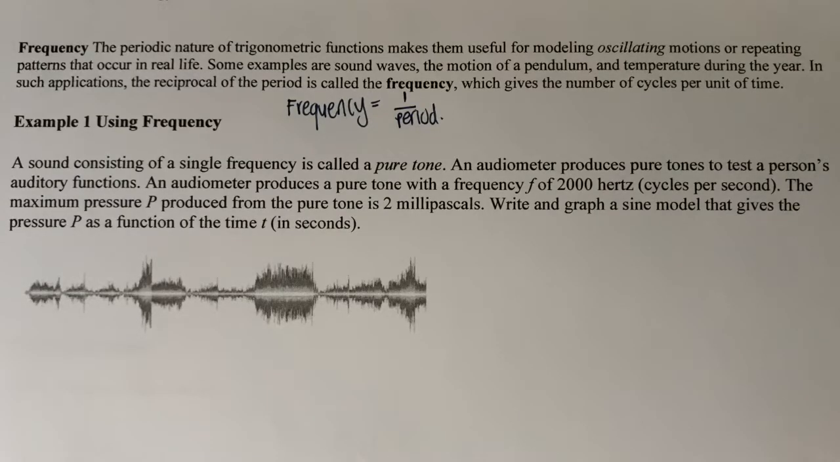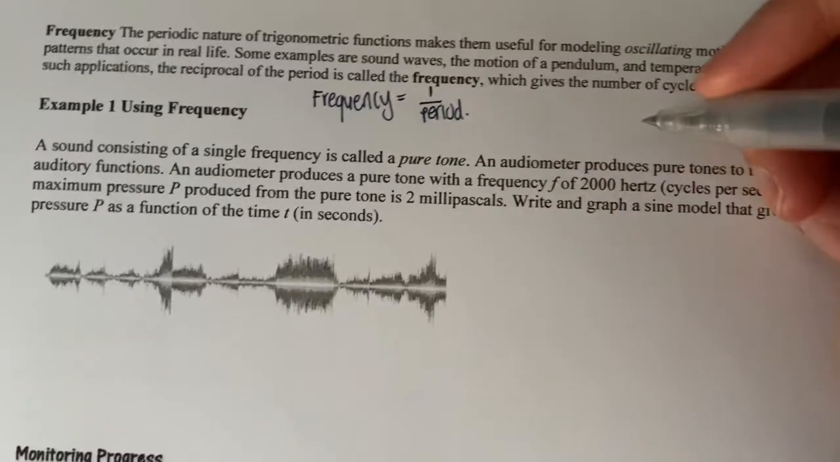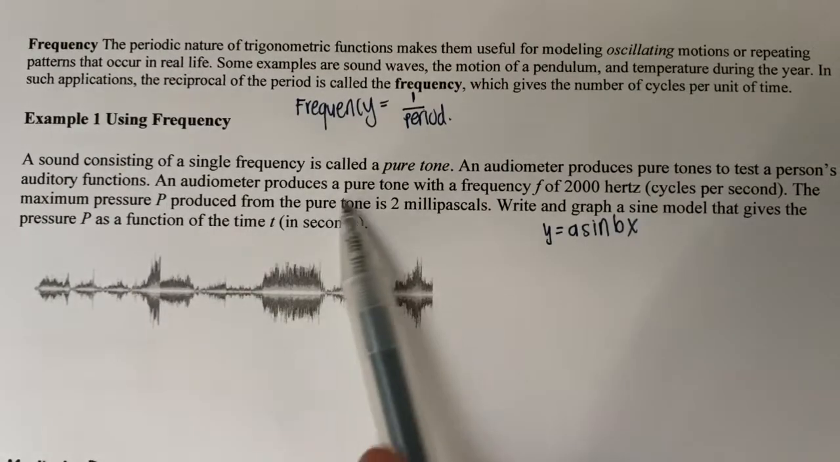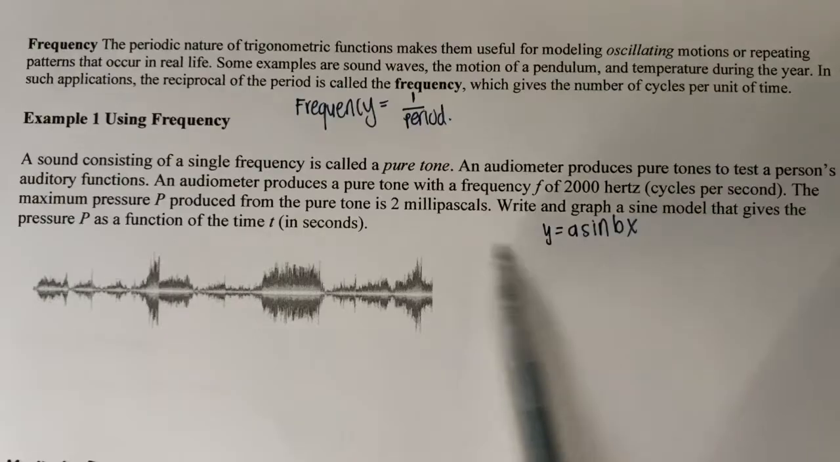An audiometer produces a pure tone with a frequency f of 2000 Hz, cycles per second. The maximum pressure P produced from the pure tone is 2 millipascals. Write and graph a sine model that gives the pressure P as a function of the time t in seconds. Well, we know that this is a sine function. We are going to need to find the a value and the b value of this function. Because the maximum of the function is 2, that tells us that the amplitude is equal to 2.